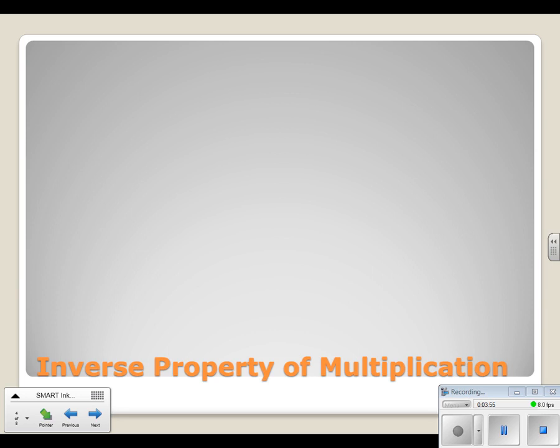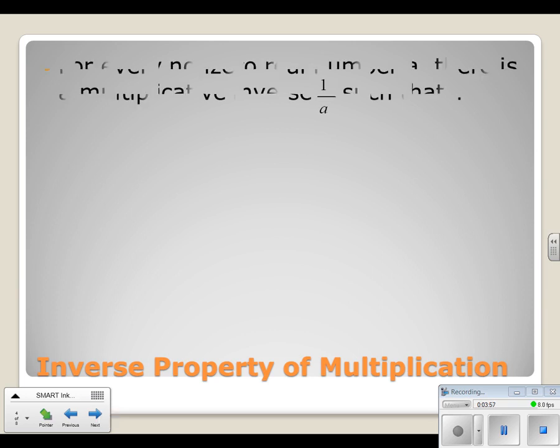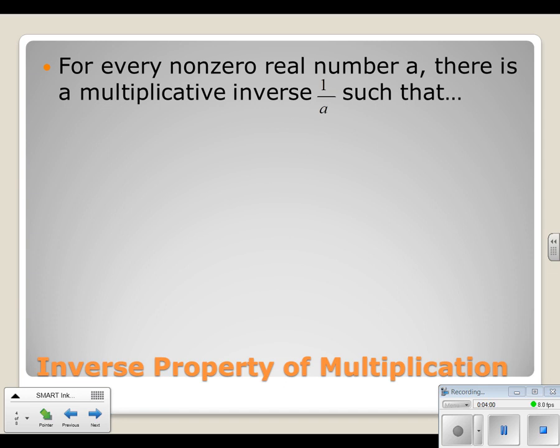The inverse property of multiplication states that for every non-zero real number a, there is a multiplicative inverse 1 over a such that a times 1 over a is the same as 1. So when you multiply any real number such as 3 times 1 over 3, I'm going to get 1. A real number -4 times -1 over 4, I'm going to get 1.